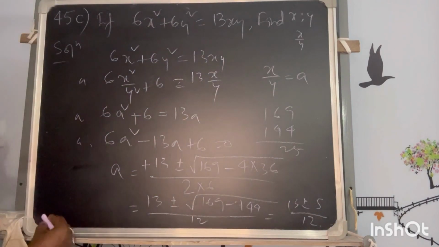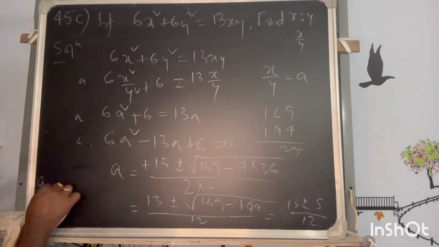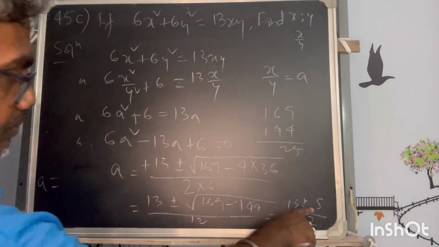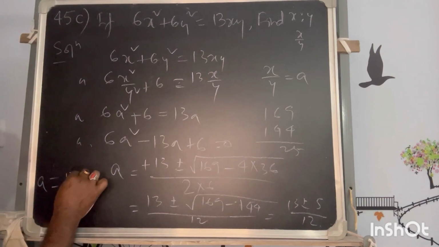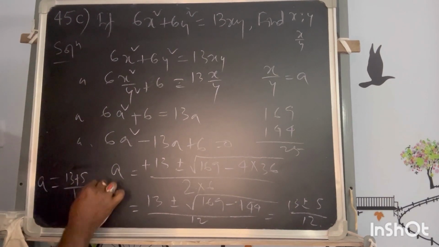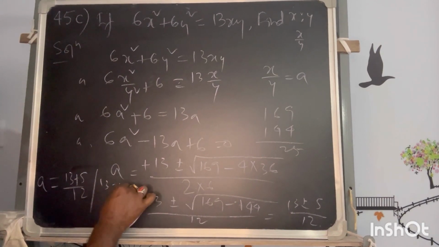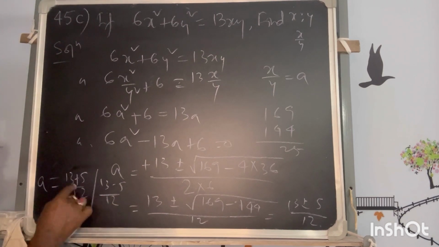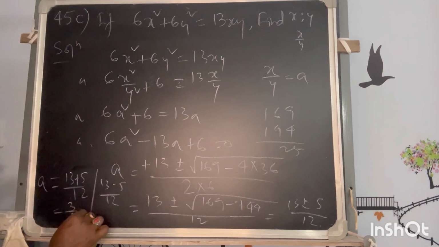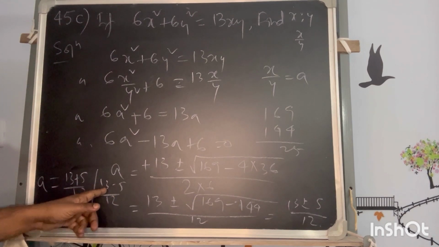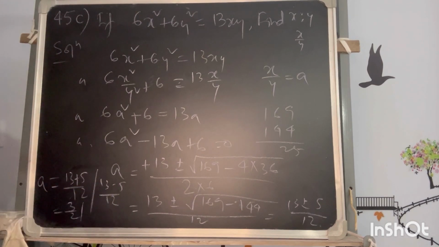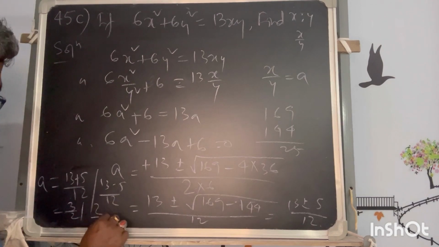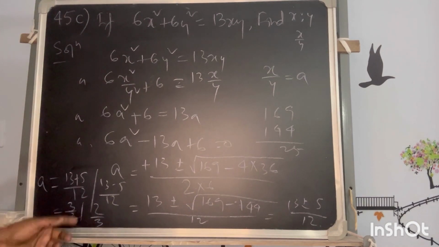So now see, the value of a comes, if I take plus, this will be 13 plus 5 by 12 or 13 minus 5 by 12. So what are the values? 18 by 12, that means is equal to 3 by 2. And the second one, 13 minus 5 is 8, 8 by 12, that means 2 by 3. So these are the two values of a that are coming.